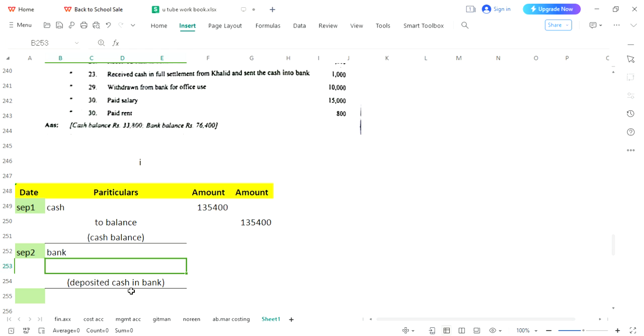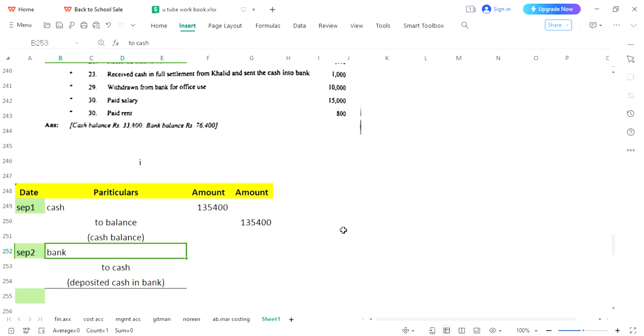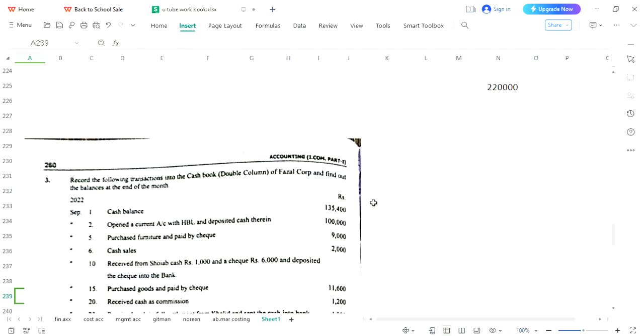So you will debit your bank account because amount present in bank has been increased. How? You have paid cash. Paid cash means your cash is decreasing. Cash is asset. Asset is decreasing. Decrease in asset should be credited. So you will write cash on credit side. It means cash is decreasing and bank account is increasing. Both are assets. Let's see September 2. How much amount? 1 lakh. So you are supposed to put 1 lakh on debit side, and same amount you are going to put on credit side. September 2nd entry has been completed.